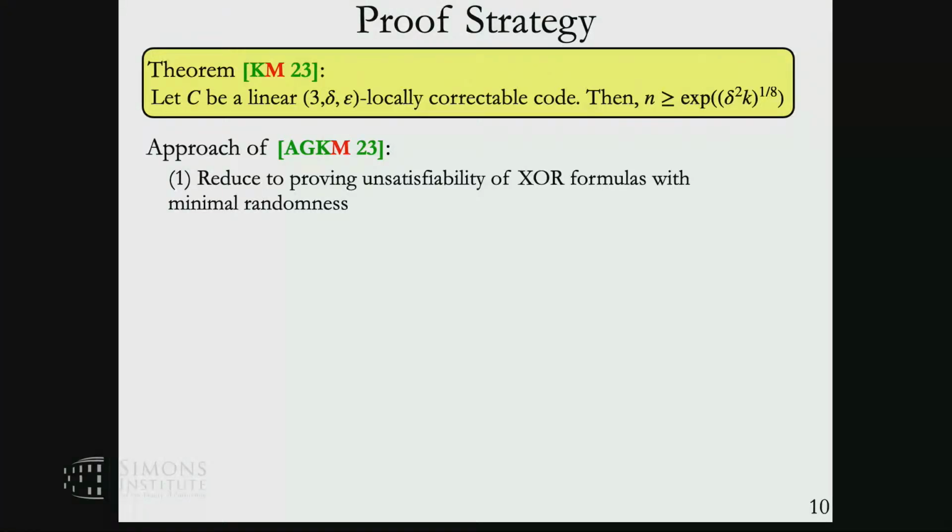You can think of these equations as essentially encoding the fact that the decoder should succeed when given a codeword. And then if we can show they're unsatisfiable, that means there's no encoding map, and therefore there is no code.